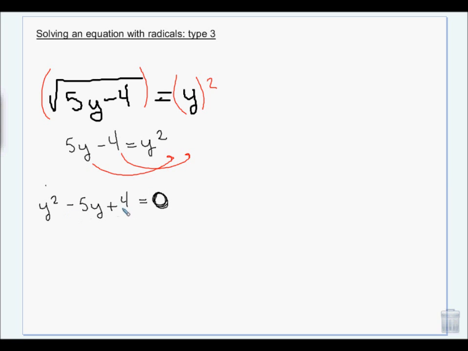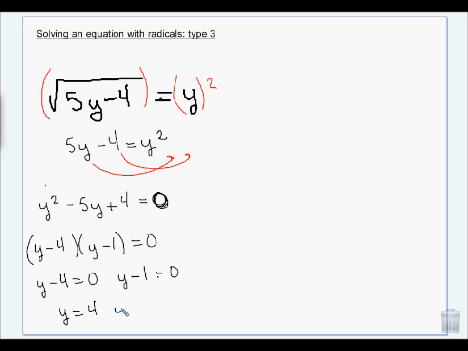Now I can solve this two ways. I can factor it, or I could use the quadratic formula, but this will factor easily. I have y minus 4 times y minus 1 equals 0. So y minus 4 equals 0, y minus 1 equals 0. So y equals 4 or y equals 1. And I said or, but I need to see if either or both of these are going to work.